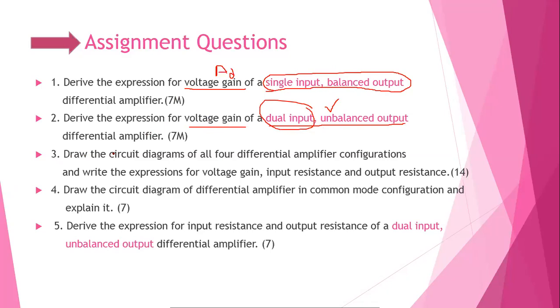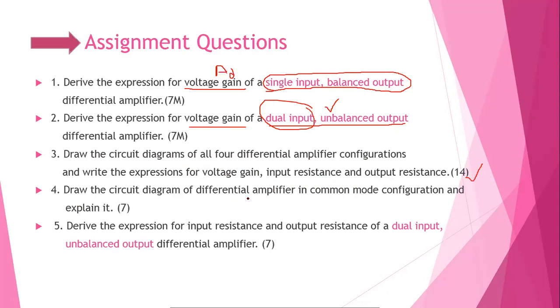Third question is, draw the circuit diagrams of all four differential amplifier configurations and write the expressions for voltage gain, input resistance and output resistance. As we have seen previously in the properties of differential amplifiers, in that table you can add another column for circuit diagrams of all four configurations. If you write all the expressions, it is sufficient. So you will get 14 marks here.